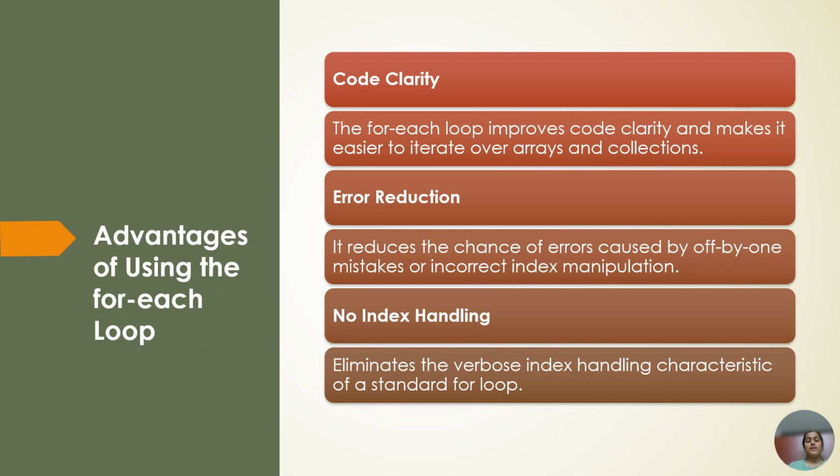What are the advantages of using the for each loop? Firstly, code clarity. The for each loop improves code clarity and makes it easier to iterate over arrays and collections. Error reduction. It reduces the chances of errors caused by off by one mistakes or incorrect index manipulation. And no index handling eliminates the verbose index handling of a standard for loop.